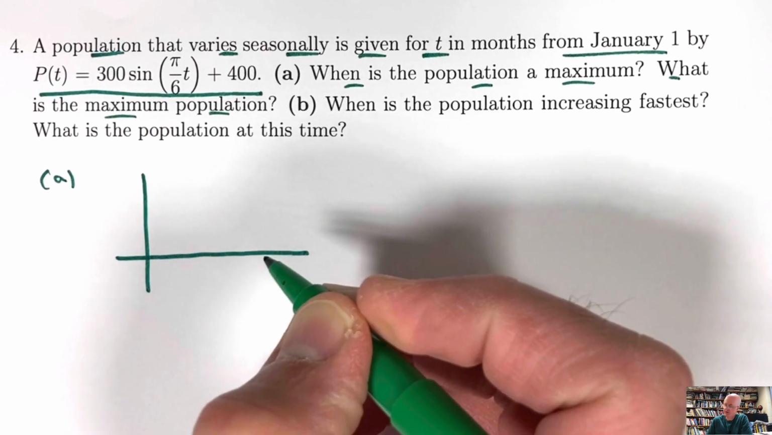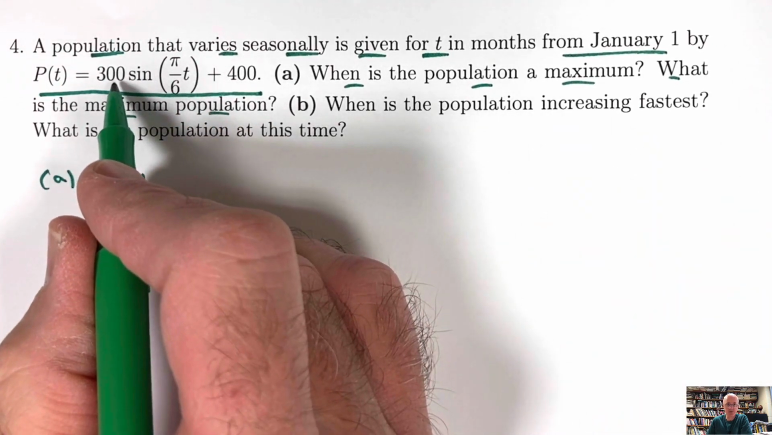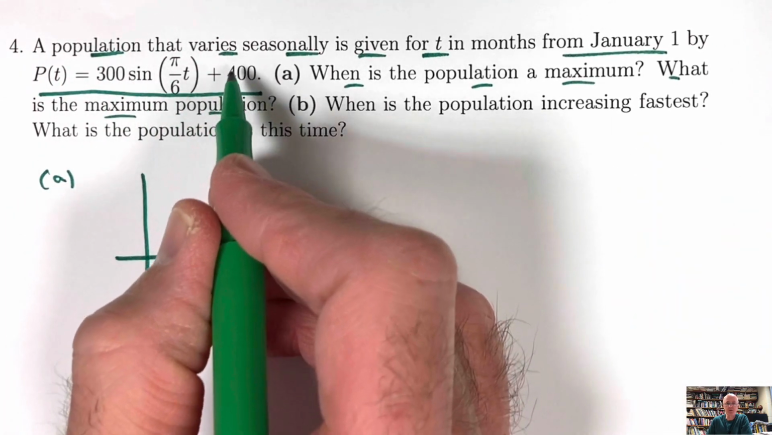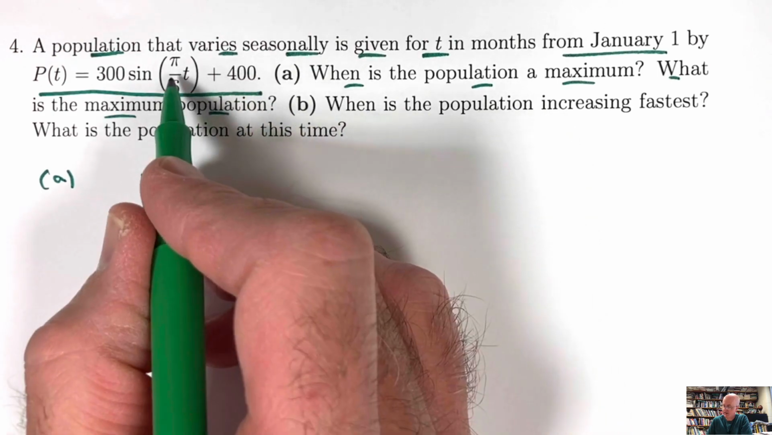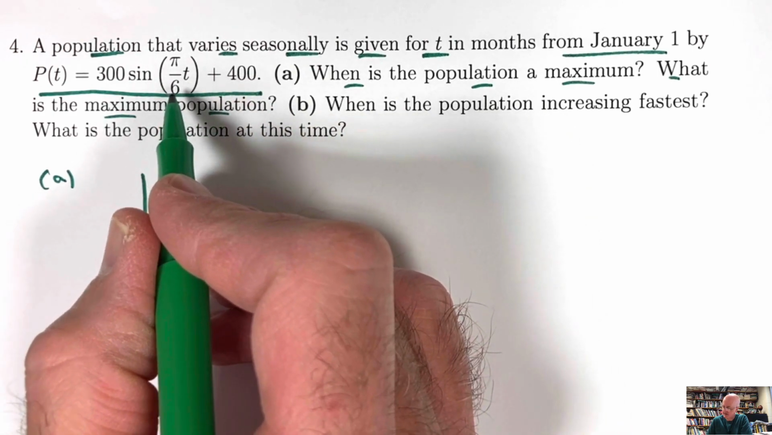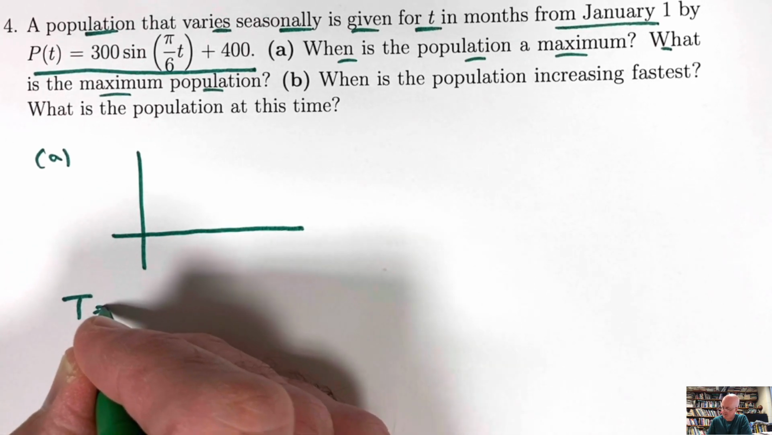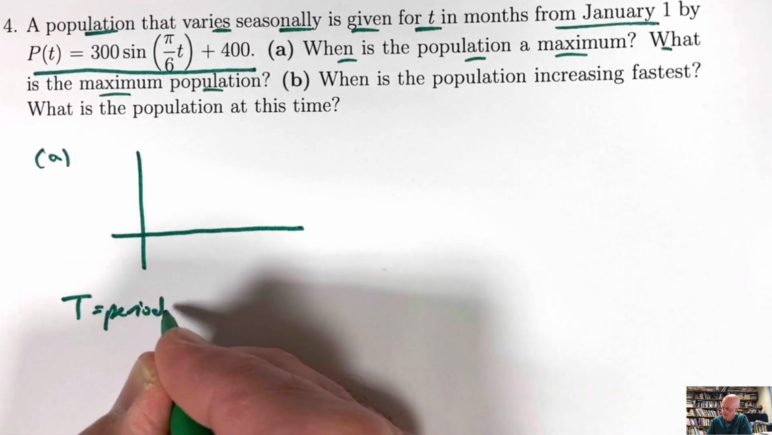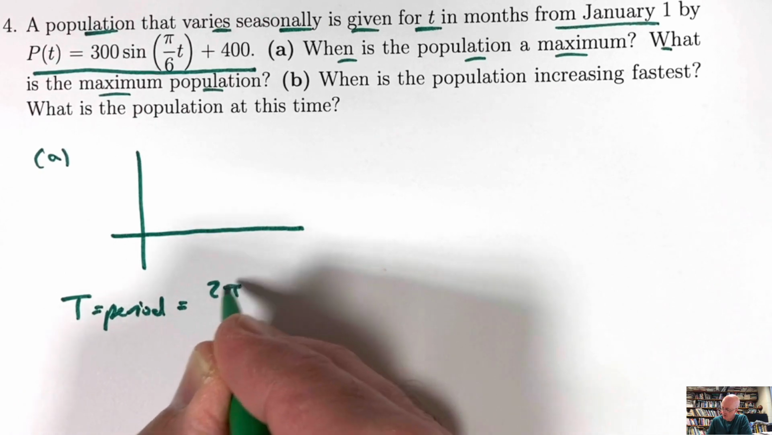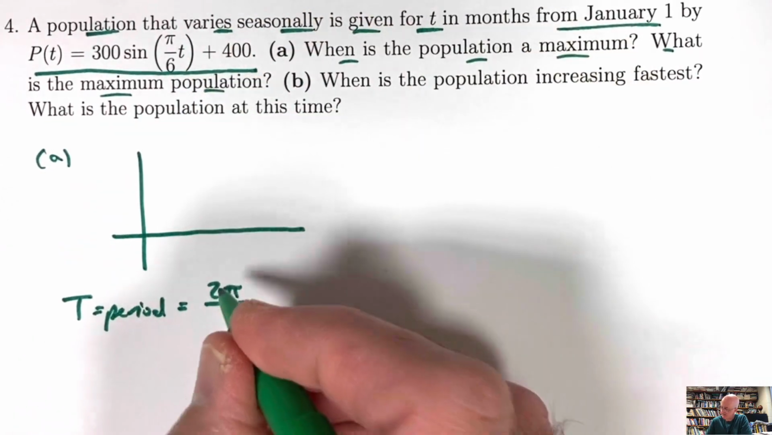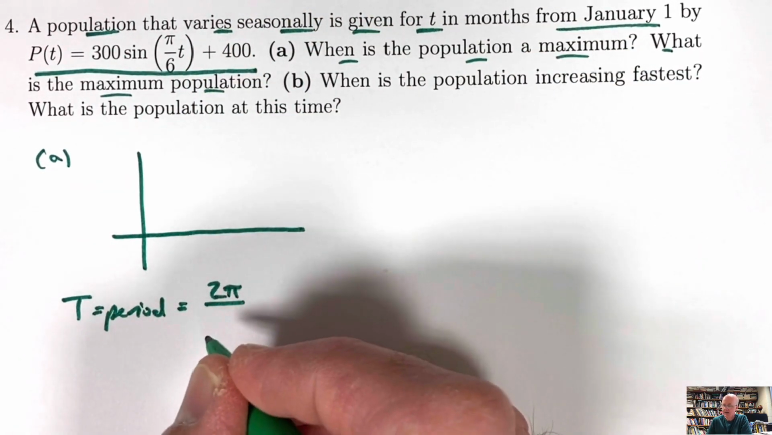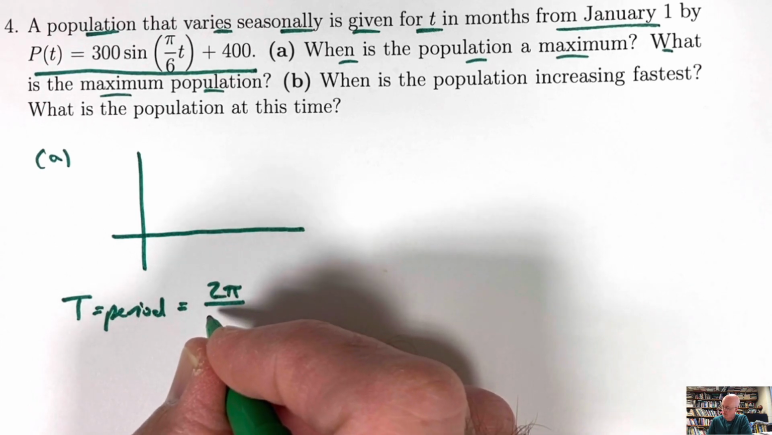So this is a sinusoidal function with an amplitude of 300, a vertical shift of 400, and a period that can be determined from this pi over 6. The period, call it capital T, is always 2 pi over the coefficient of t. We're assuming our calculator is in radian mode when we're thinking about this.